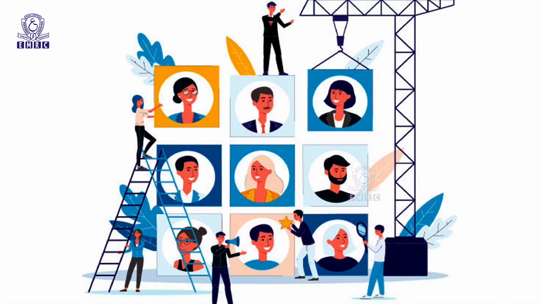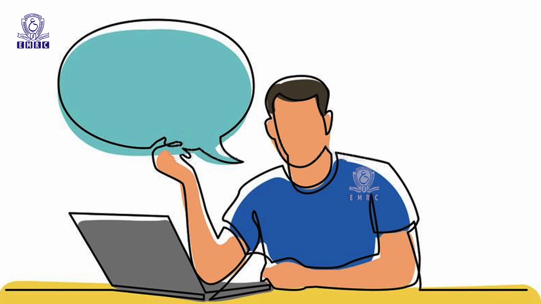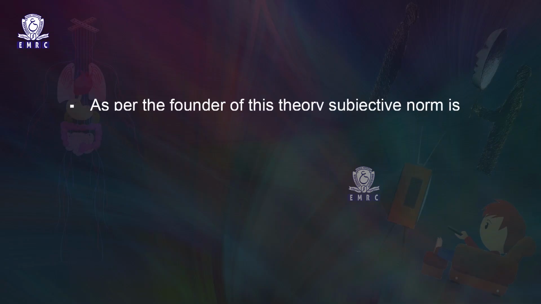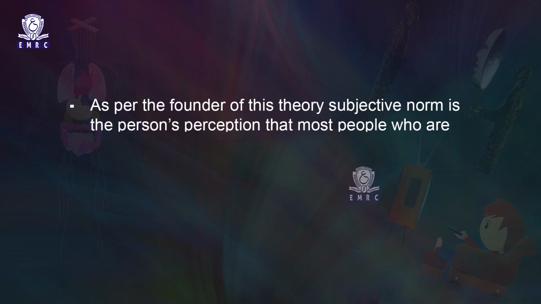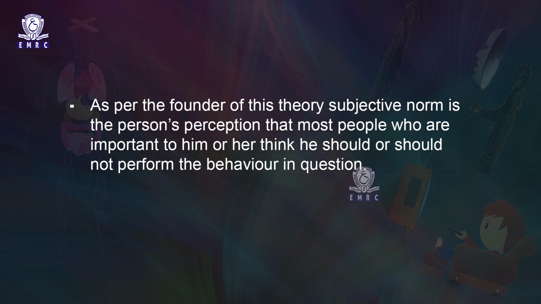Next is subjective norms, which are mostly situational. It consists of our opinion about the subjective behavior. The person's opinion can be influenced by several factors like society, economy, politics, demographic factors, etc. As per the founder of this theory, subjective norm is the person's perception that most people who are important to him or her think he should or should not perform the behavior in question.